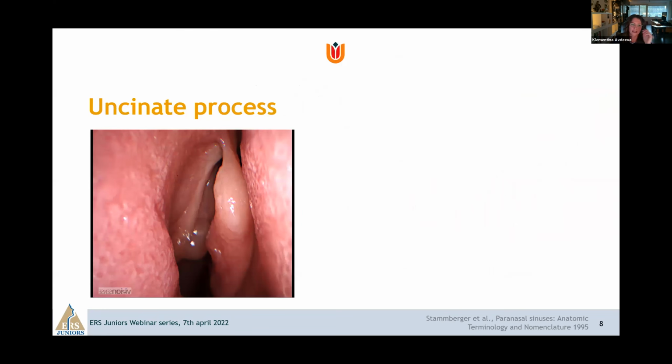So the first lamella is lamella of the uncinate process. We're looking now into the right nasal cavity. This is the nasal septum, right middle turbinates, and this is the uncinate process. As we have mentioned before, anteriorly to the uncinate process, there is the maxillary line. That's the protrusion of the nasolacrimal duct.